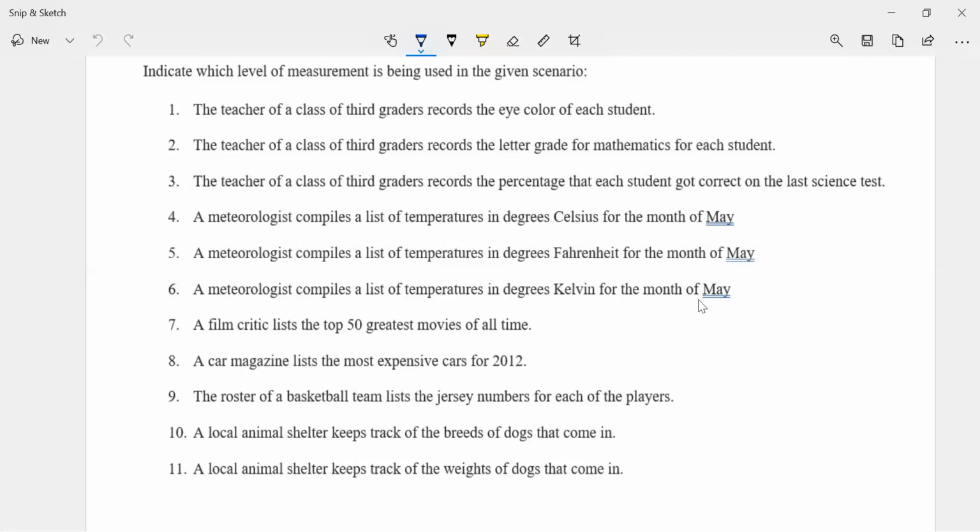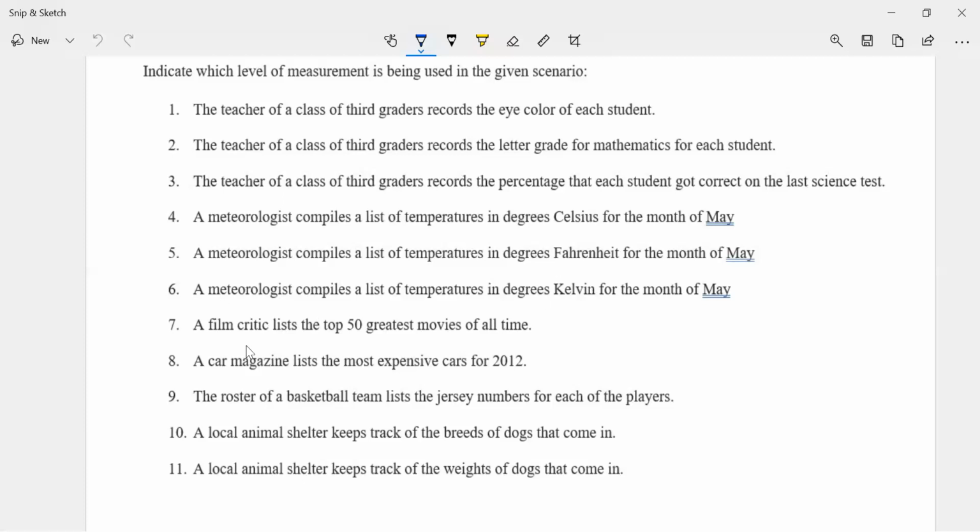A 0 for Fahrenheit and a 0 for Celsius are not the same, right? There's also Kelvin. So be careful on that one. There'll be some words that you guys are not familiar with. You can always Google it.